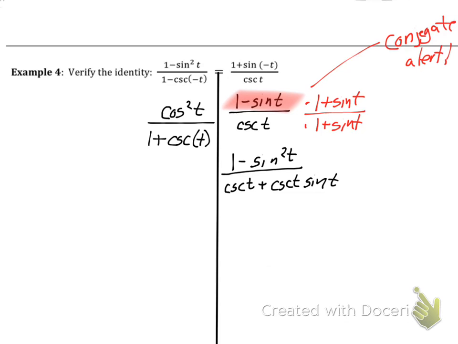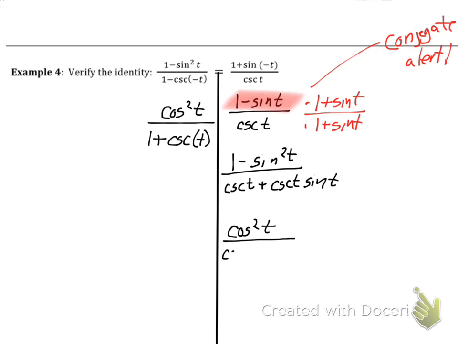So what does 1 minus sine squared t equal? We already did it once, we can do it again. Callie? Cosine squared t. We already have the right thing on top. We're done on top. So on the bottom, I already have this cosecant t by itself, so I'm not going to adjust that one. I'm just going to worry about this little section here, and I'm going to rewrite the cosecant there.